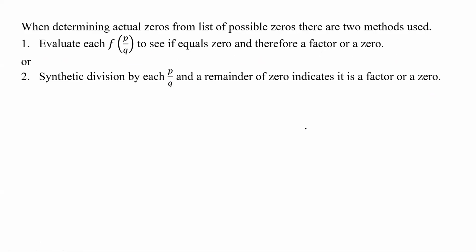A factor is going to be something like x minus 2, whereas the zero is x equals 2. So depending on which way you want to look at it, it's a factor or it's a zero. So you just plug in all the values, and if you get 0 for an answer, then that's a factor.